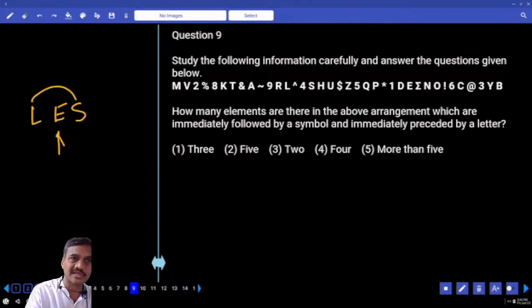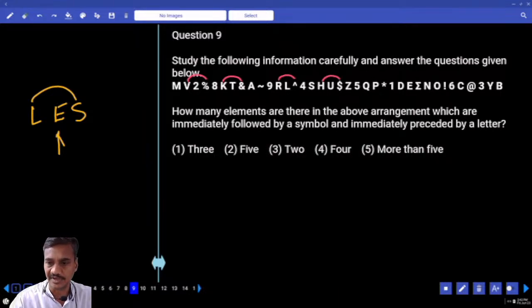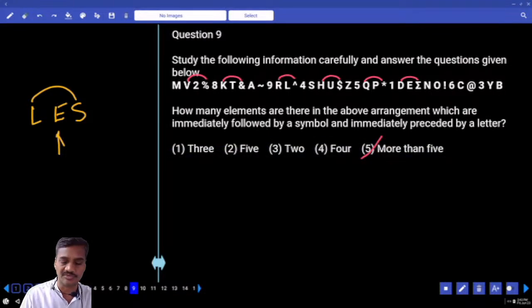Now this element can be either a letter or a number or a symbol. What is alternate places? Letter and a symbol. Now this is one such element. 2 is an element preceded by letter B and followed by symbol percentage, isn't it? Then at the same time, we need to have letter and a symbol in the alternate places. Are you getting this one or not? And again, R and power, letter and symbol, H and dollar, and next one Q and star, and next one D and sigma. And so many are there? More than 5, that is choice 5, question number 9.